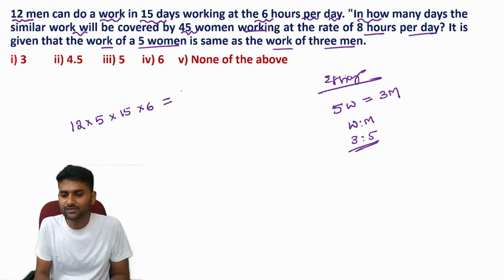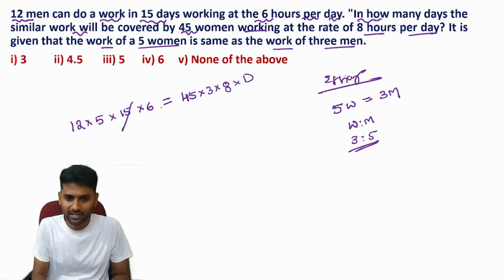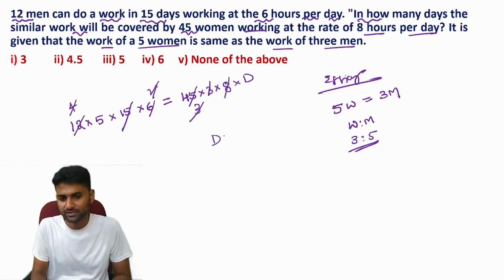Now we are assigning this work to 45 women. So here the women's efficiency is 3 units and they work 8 hours per day. Then how many days does it take? Go through the further calculation. It is exactly 3 times. Again 3, 2 times. Again 3, 4 times. Again 4 into 2 is equal to 8. So it takes exactly 5 days.